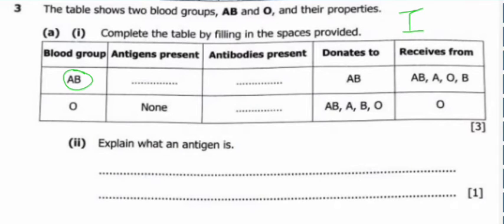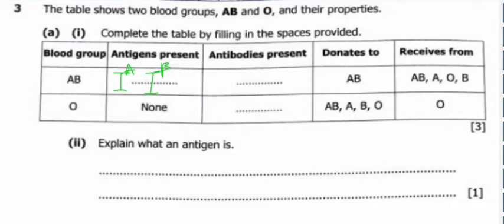Blood group AB contains two antigens. It contains antigen A, I with capital letter A. Then the antigen for blood group B is going to be capital letter I to the power B. So to complete this one here, we are just going to include capital letter I to the power A and capital letter I to the power B. These are the antigens present in blood group AB.